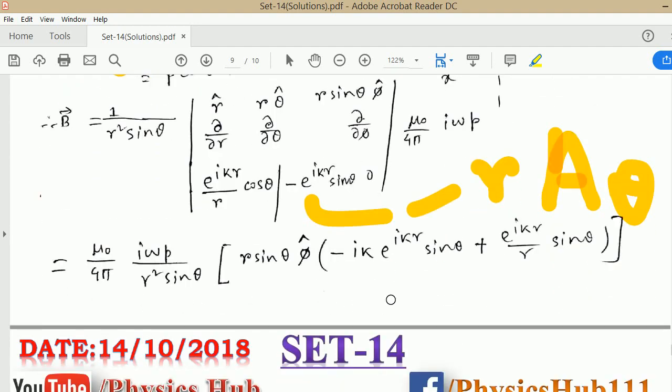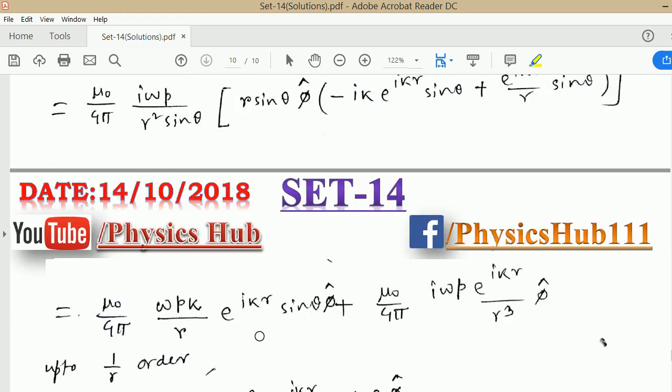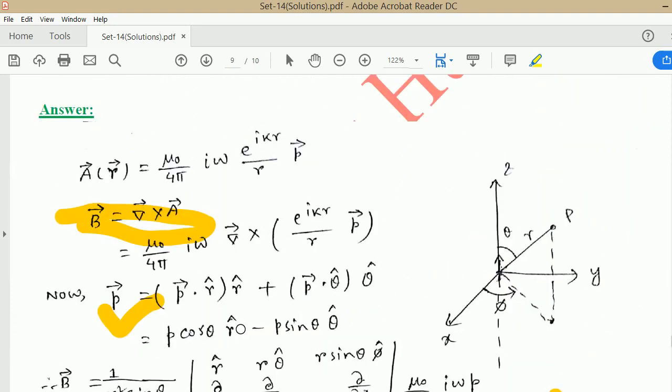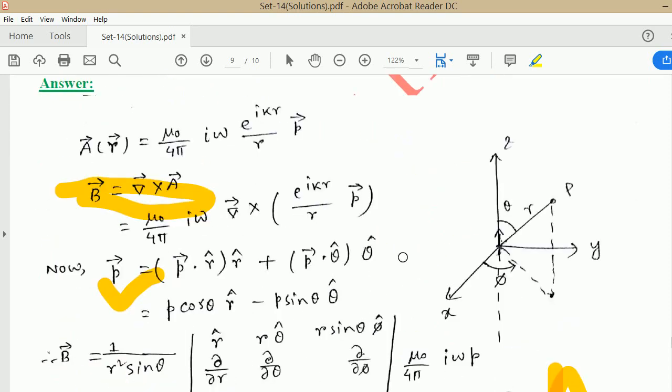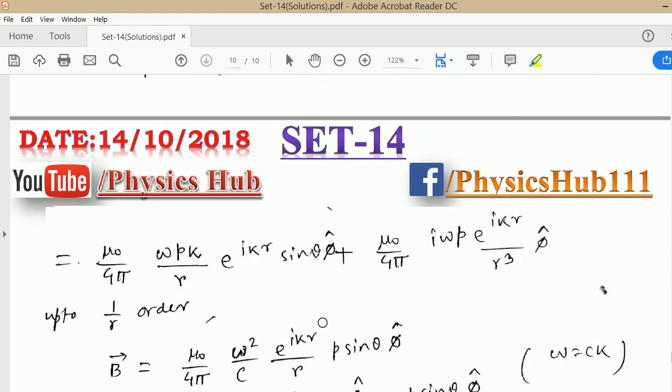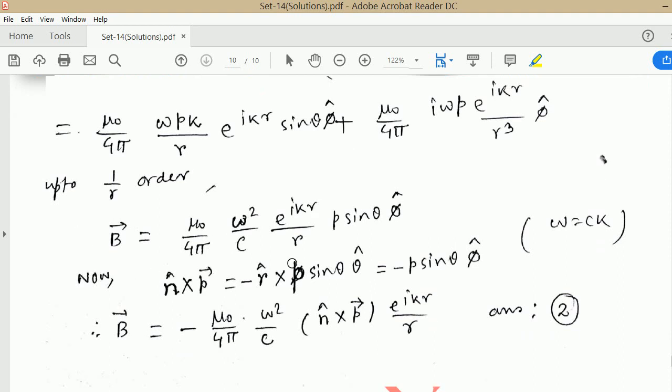So if you calculate it, you get two terms, one depending on 1 by r, and another depending on 1 by r cube. But they are asking about the 1 by r term, to order 1 by r, so we'll take this first part only. So up to 1 by r order you get this.